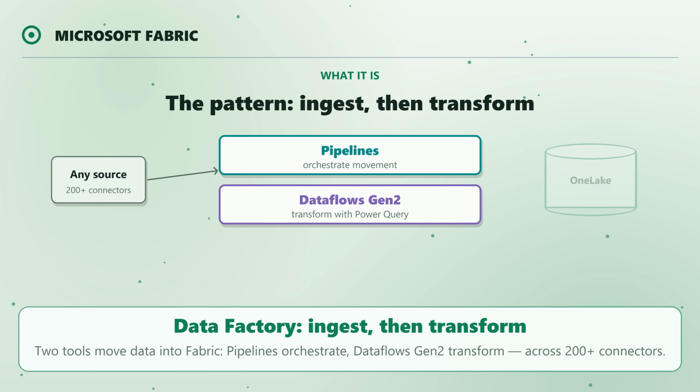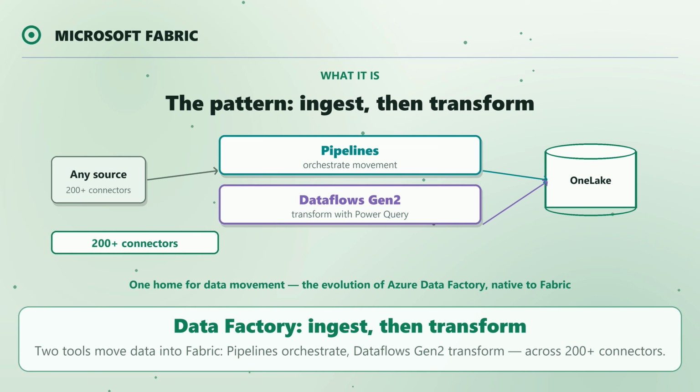So here's the shape of Data Factory. At its core, it gives you two tools that work as a pair. Pipelines orchestrate data movement. They're the conductor that decides what runs, in what order, and what happens when something fails. Dataflows Gen2 transform data. They clean and reshape it using Power Query. Between them, they can reach over 200 connectors, so you can pull from almost any source you can name: a database, a SaaS app, a file share, a cloud bucket. And whatever you ingest lands in OneLake in open Delta format, ready for every other Fabric workload to use without a second copy.